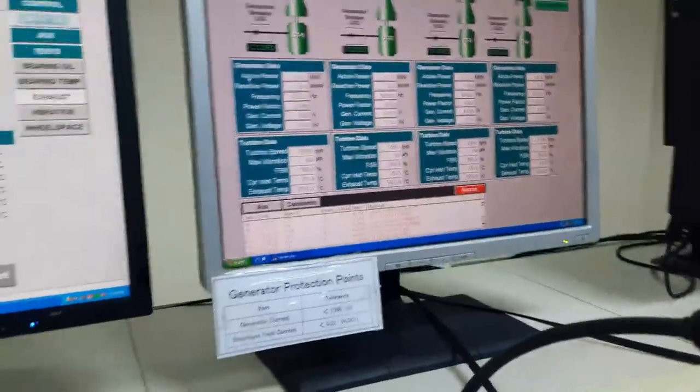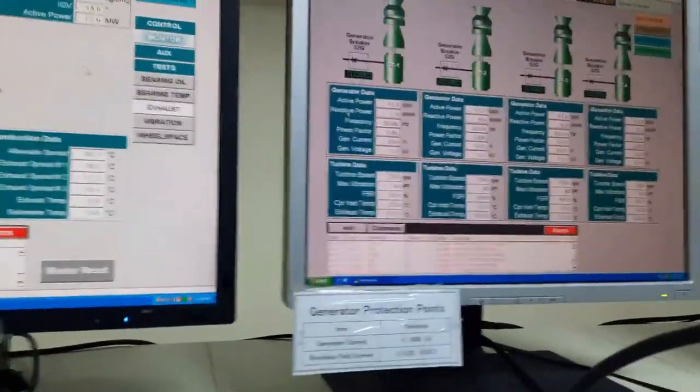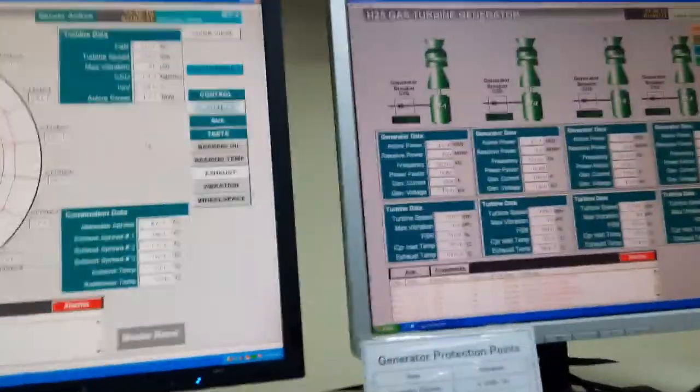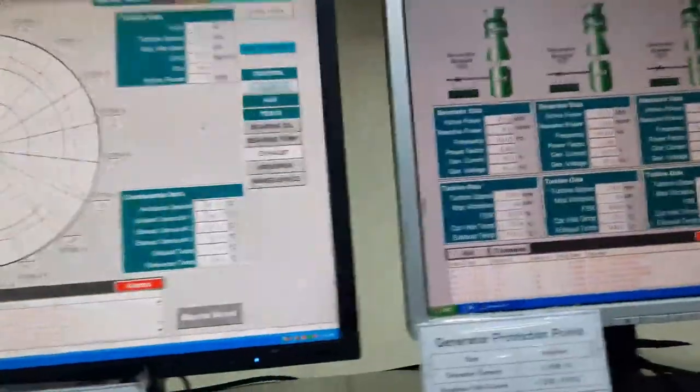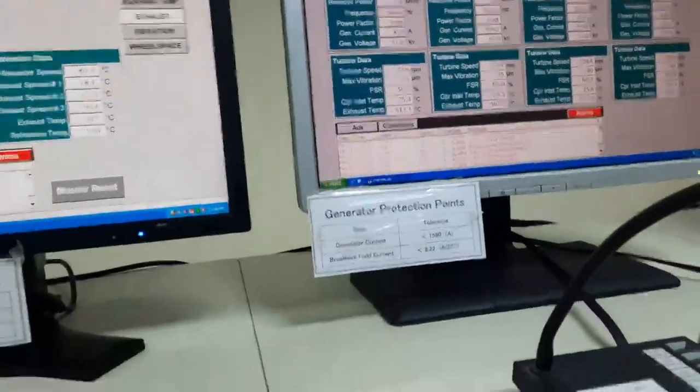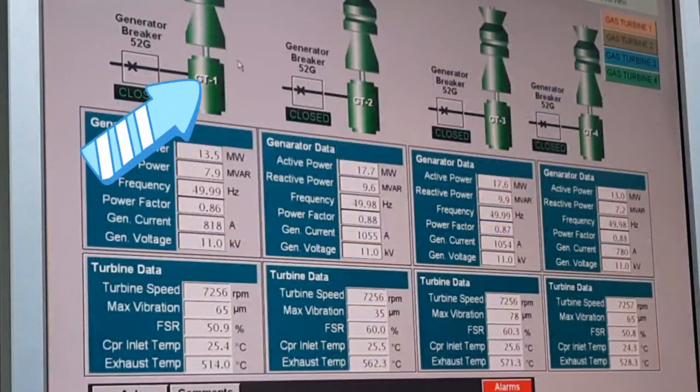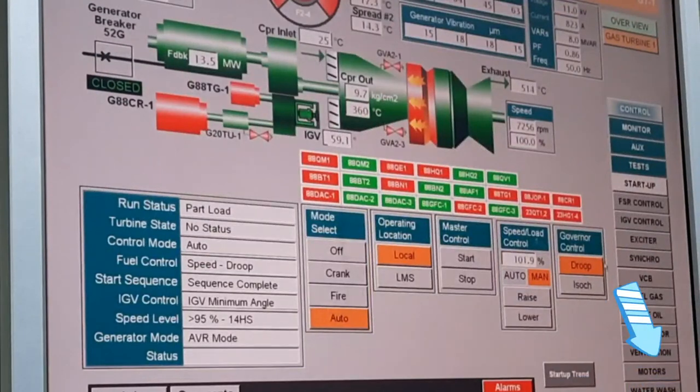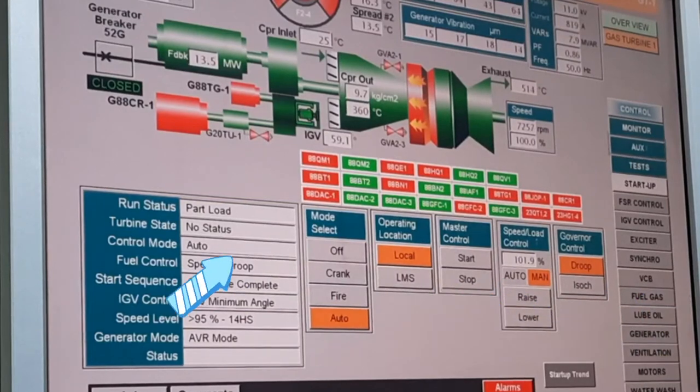Before, I showed you the active power, reactive power, frequency, power factor, generator current, generator voltage, and the given calculation. I will also only show you the GTG one, all pages only, for page familiarity.